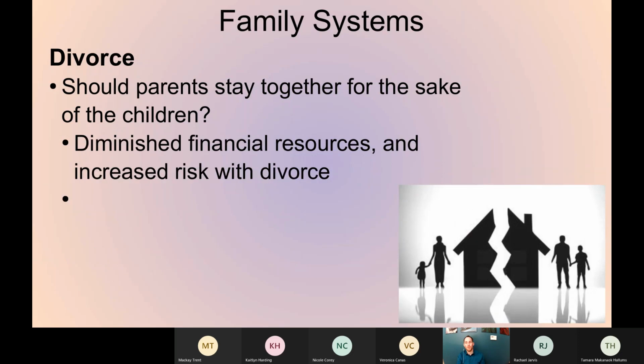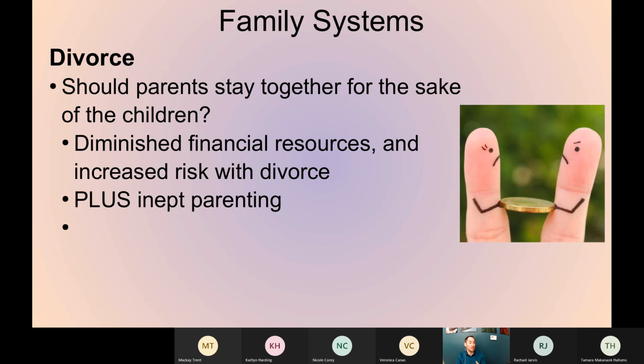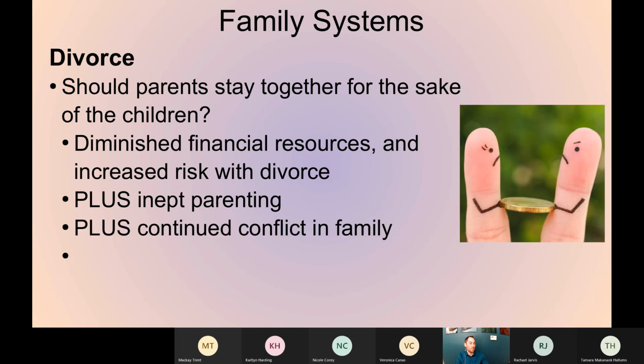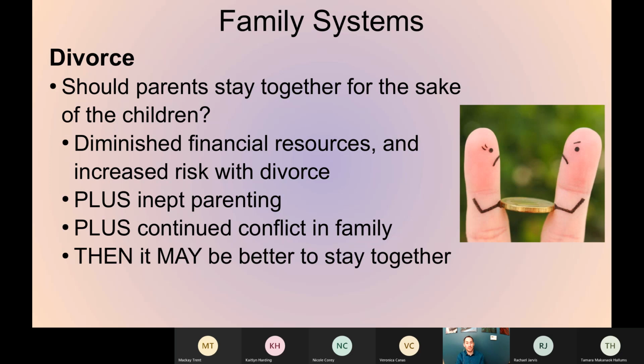One thing with divorce is that it often leads to diminished financial resources. So if you've got two parents working and now you're exclusively living with, say, one parent, you have just that one parent's financial resources, depending on how everything turns out with custody and child support. With that, there's also increased risk of divorce for those children down the line. If you have diminished financial resources, the parent that's getting the child is an inept parent, and there's continued conflict even after divorce, then it may be better in that kind of situation to stay together for the sake of the children.